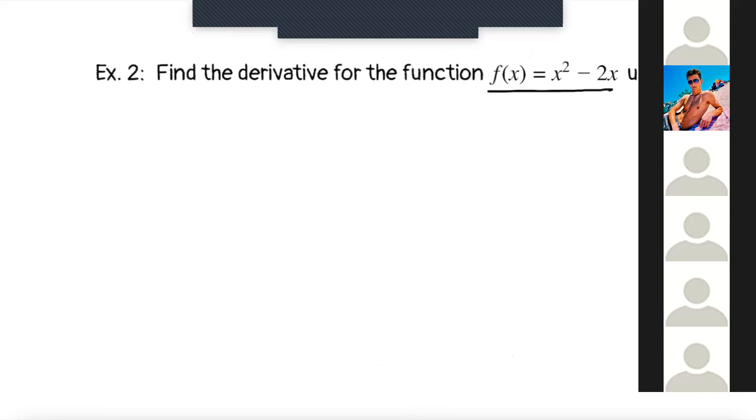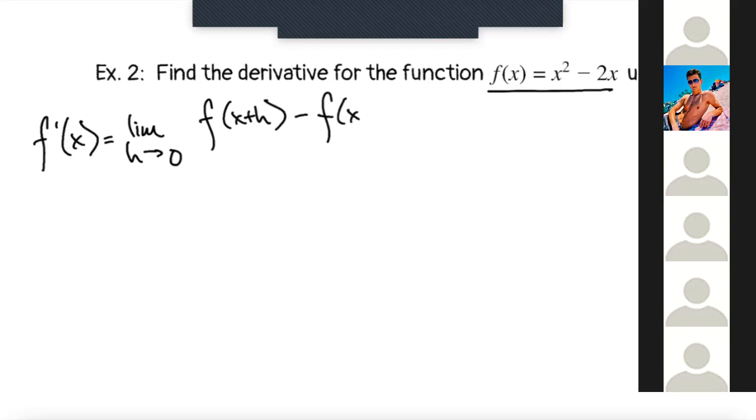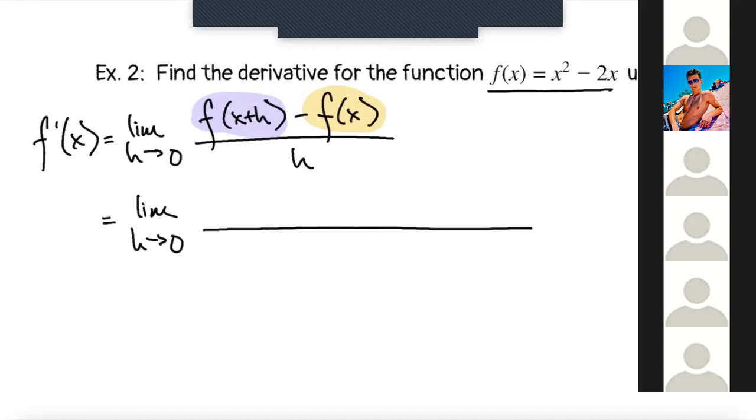Let's set up our limit. So we have f prime of x equals the limit as h approaches 0. And I'm going to need f of x plus h minus f of x all over h. And let's keep this second one as a yellow one and the first one as a purple one so we can keep track of what we are substituting in. Okay. And so if we have our limit as h approaches 0, how would I write f of x plus h for this particular function? What would that look like?